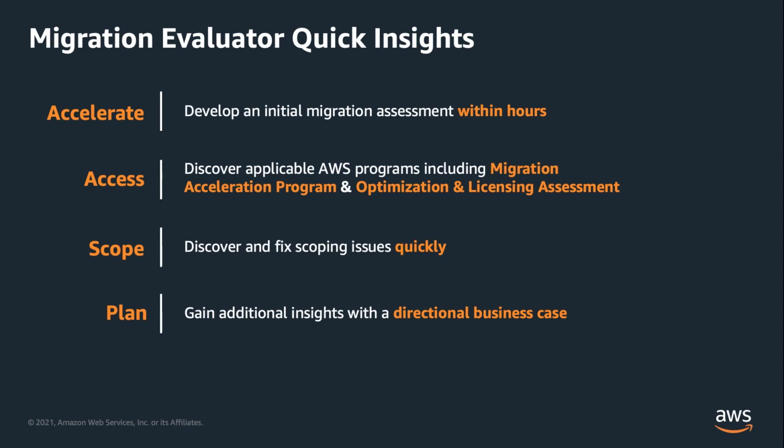Quick Insights is a report that is generated very quickly, 24 to 48 hours after installation of our collector software. It confirms the number of on-premises servers under collection, which helps you to know if you are qualified for AWS programs such as the Migration Acceleration Program, or MAP, and Optimization and Licensing Assessment, or OLA. It also confirms that we are collecting from the full server scope and, for example, a data center has not been omitted. And of course, you can choose to continue with collection and receive a full business case.